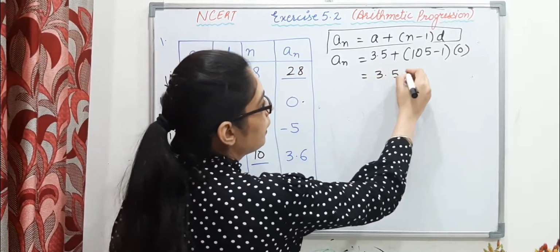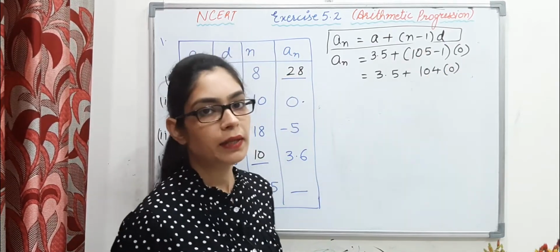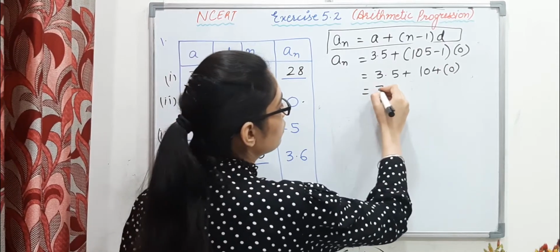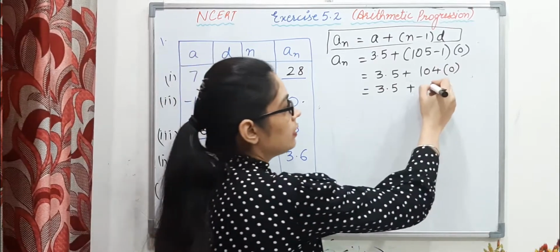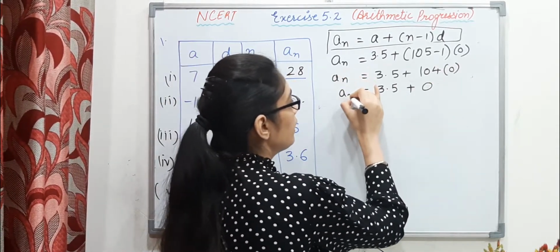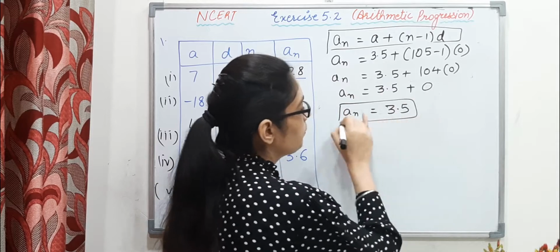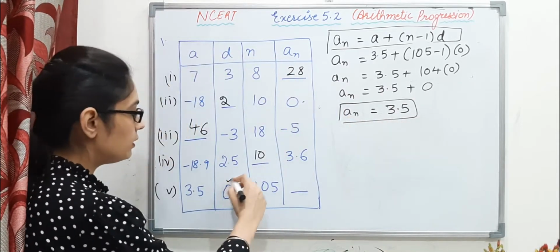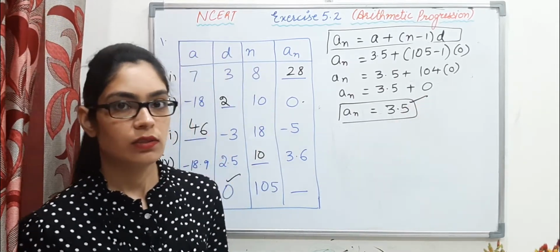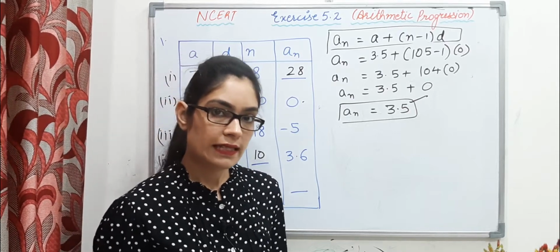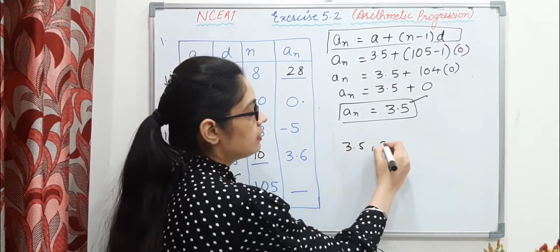3.5 plus 104 into 0. 105 minus 1 is 104, into 0. So 3.5 plus any number, if we multiply by 0, we get 0 as our answer. So a n is equal to 3.5 plus 0, that means a n is equal to 3.5. And moreover, if the difference is 0, then all the terms will be the same. In the previous exercise also I explained that if d is 0, all the terms will be the same, because there is no common difference. That means all the terms are the same, like this.